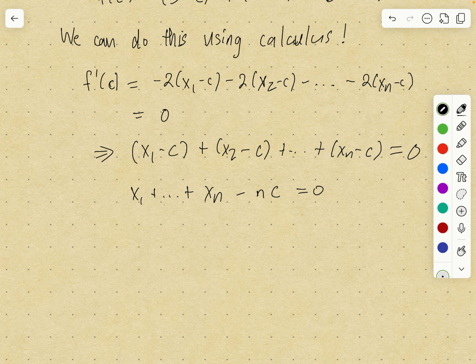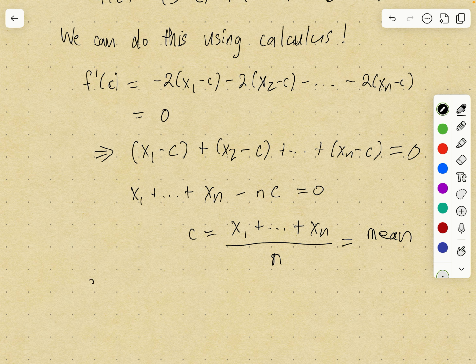And now you just add nc to both sides and divide by n, and I get c equals x1 plus ... plus xn divided by n. Well, what is that? That is just the mean.